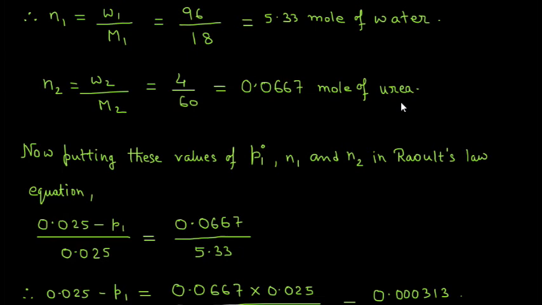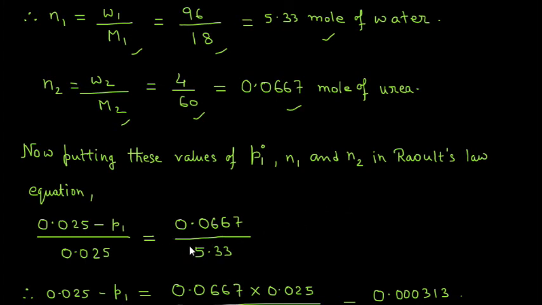So N1 is equal to W1 upon M1. Putting the value of W1 and M1, we get 96 upon 18, that is 5.33 mole of water. N2 is equal to W2 upon M2, that is 4 upon 60. Upon solving, we get 0.0667 mole of urea.